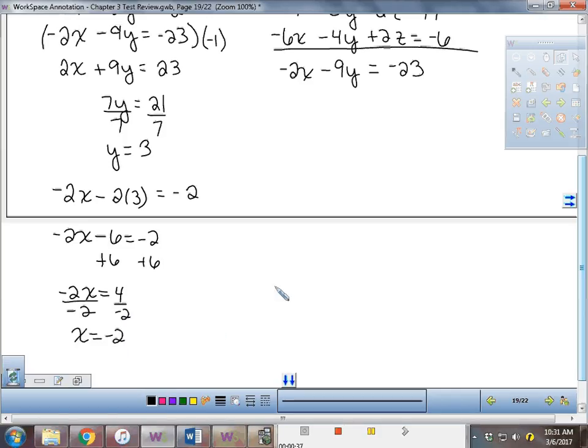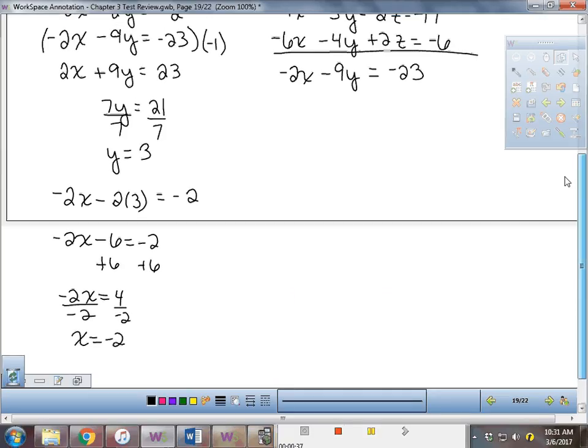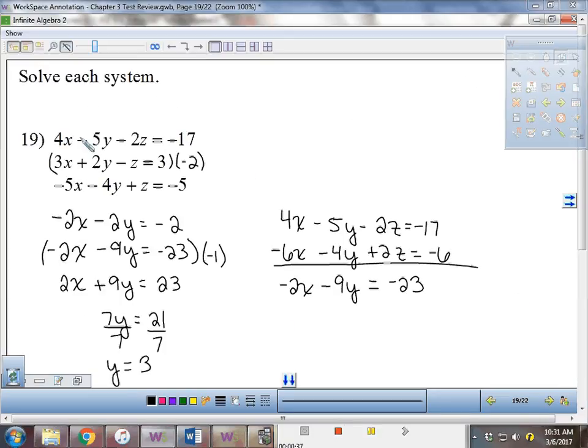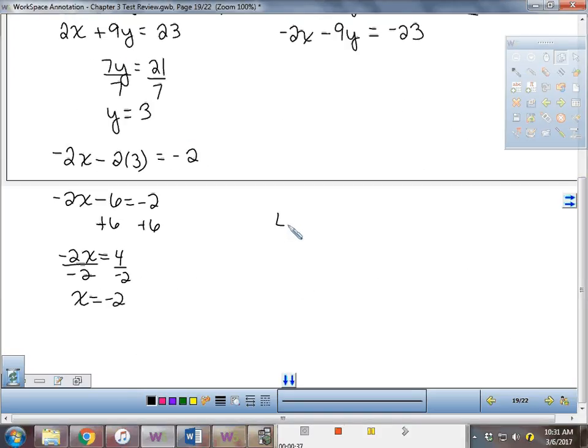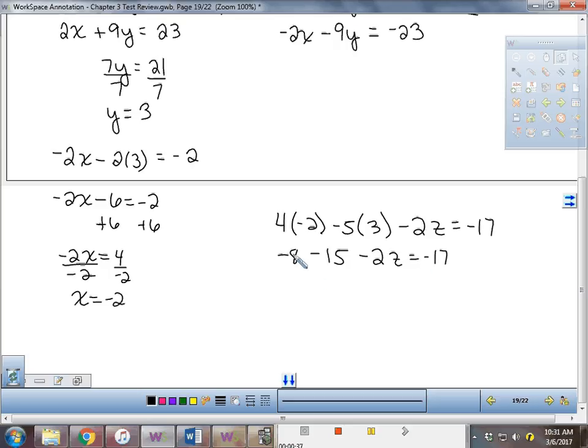So now I have x and y, so I can choose one of those original 3 equations up here to plug into. I'm just going to do the top one because it's right there. So I've got 4 times my x, which is negative 2, minus 5 times y, which is 3, minus 2z equals negative 17. So I get negative 8 minus 15 minus 2z equals negative 17. Combine your like terms here and you get negative 23.